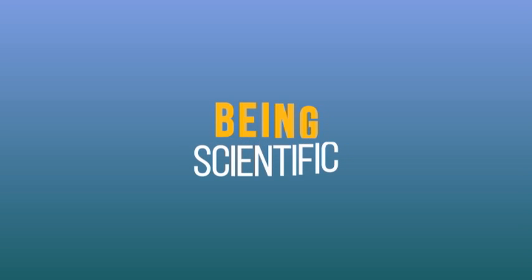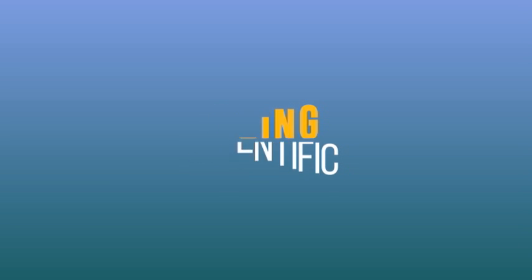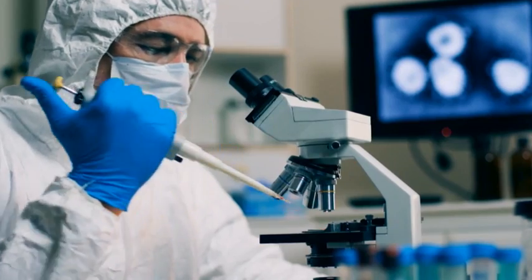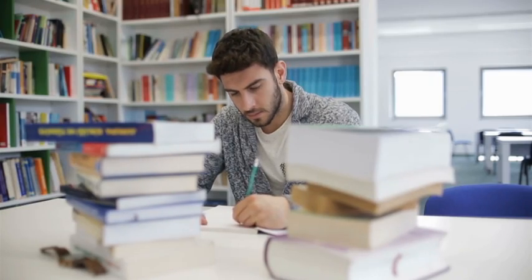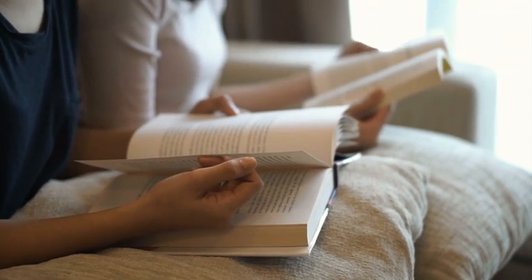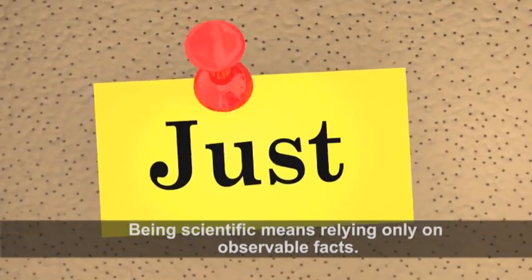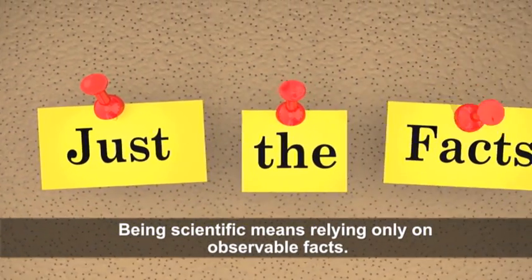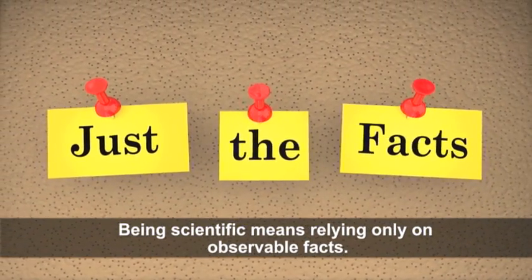You might have heard someone say, "Let's be a bit more scientific about this." But what does that mean? Being scientific does not mean wearing a lab coat and digging through textbooks to figure out a solution to a problem. Being scientific means relying only on observable facts.